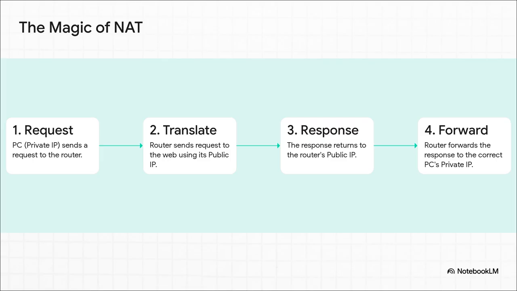It's actually a pretty simple 4-step dance. Step 1, your computer with its private IP asks your router for a website. Step 2, your router takes that request but sends it out to the internet using its own public IP. Step 3, the website sends the information back, but it sends it to the router's public address. And then step 4, the router, which cleverly remembered which device asked for it in the first place, forwards that information right to your computer's private IP. It happens in a flash, millions of times a day.